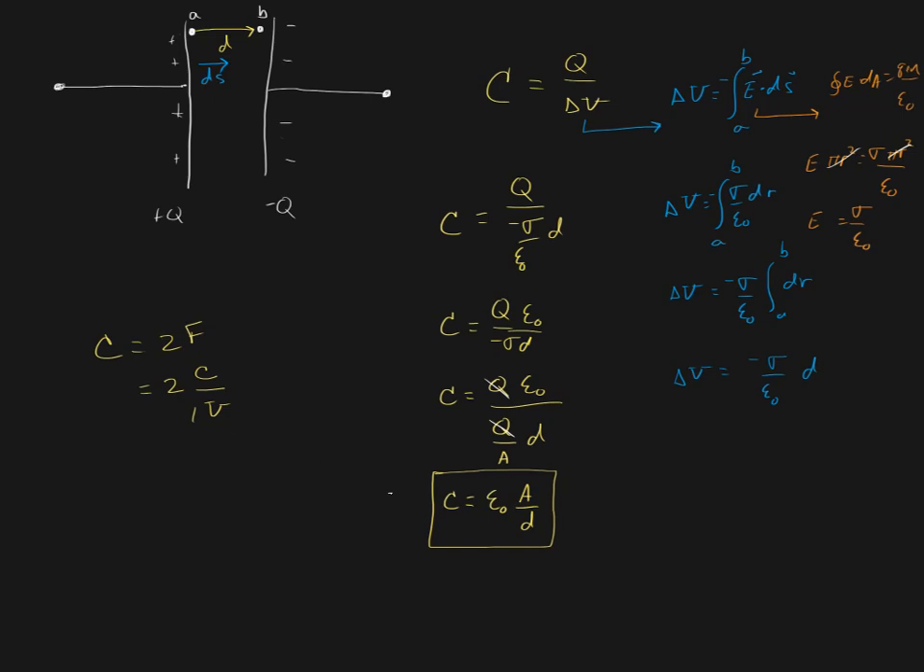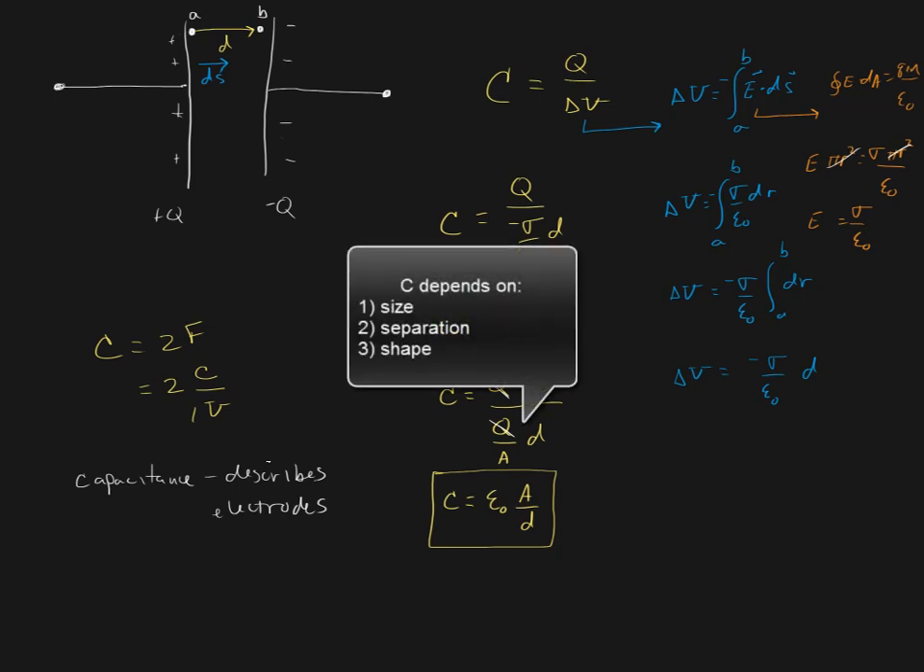So what this expression is really telling us is that capacitance is describing the electrodes. Capacitance is determined by the geometry of the electrodes. The geometry being how large are the electrodes, how far separated are the electrodes. That's what determines the capacitance.